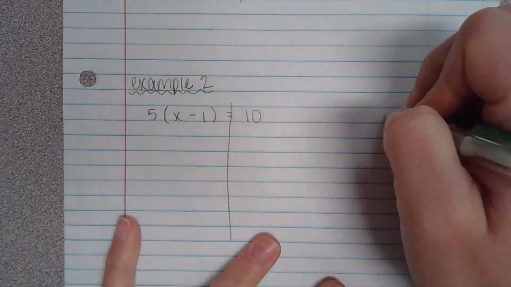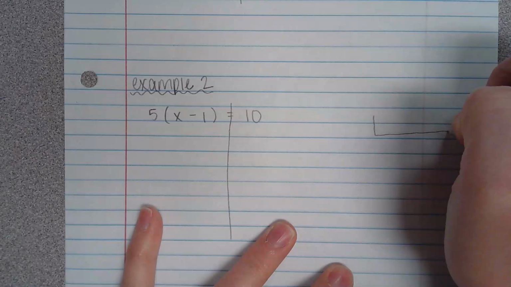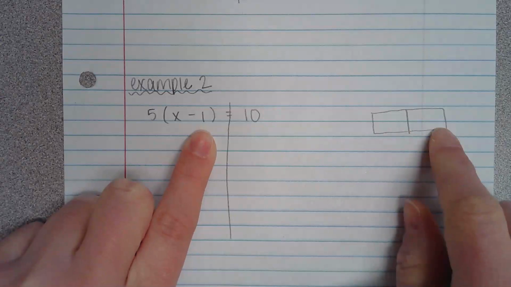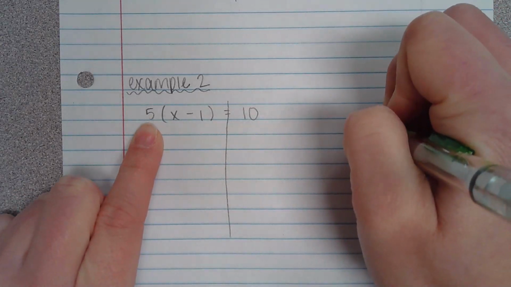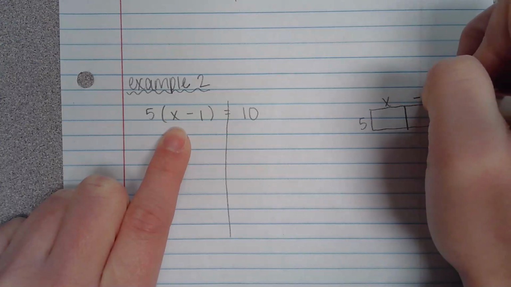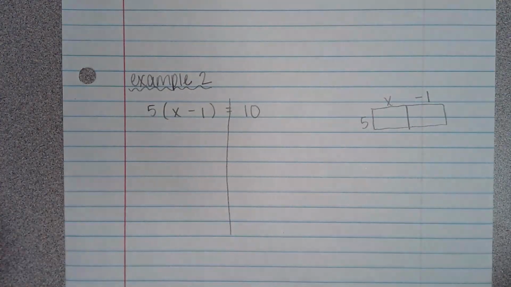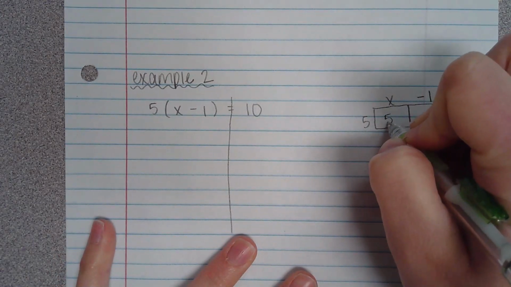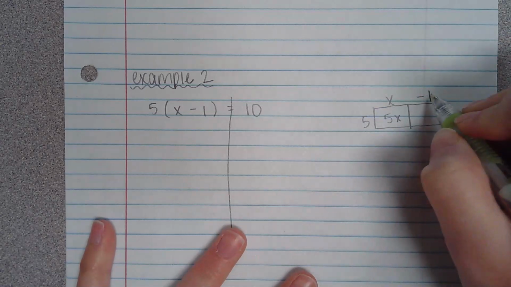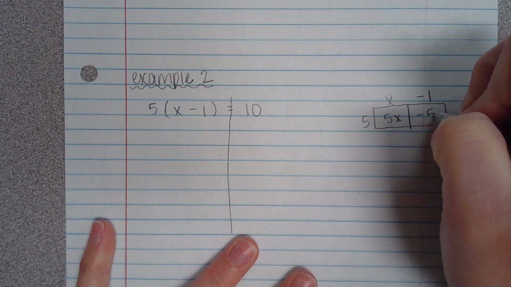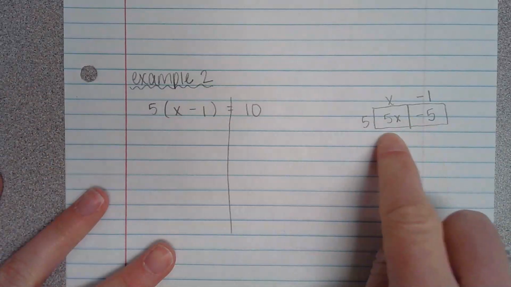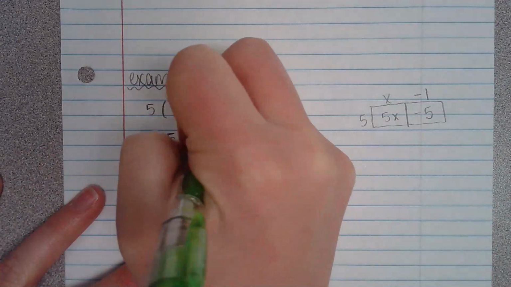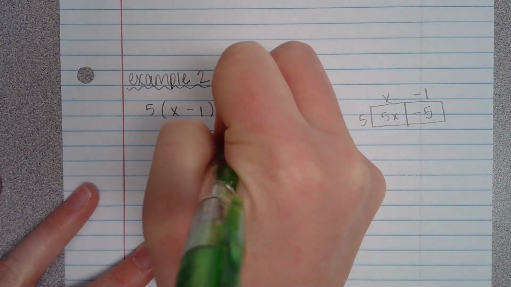So I'm going to draw a box over here to help us get started with that. Because we have 2 terms inside our parentheses, our box needs 2 little squares. The 5 will go out front, x minus 1 will be on top, and we multiply to get the things inside the box. So 5 times x will give us 5x. 5 times negative 1 will give us negative 5. We can't combine those two, so we'll just write them out over here. 5x minus 5 equals 10.